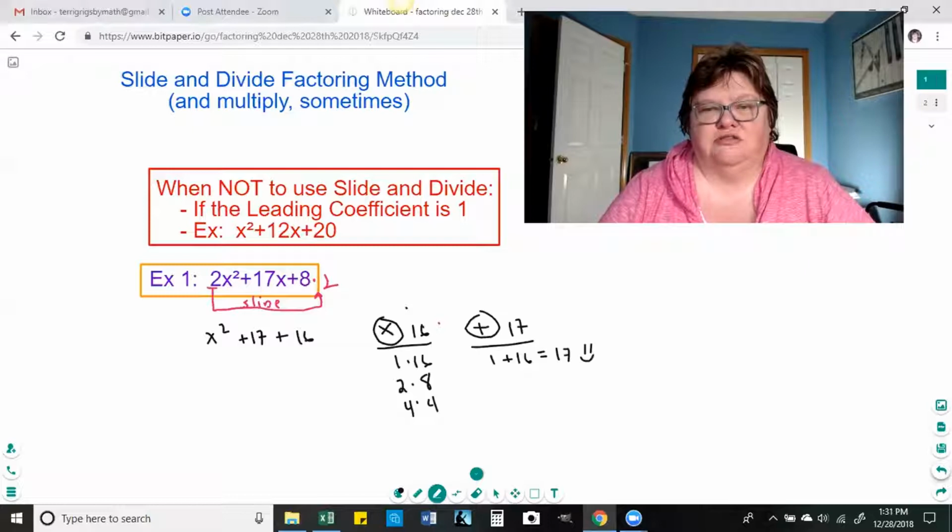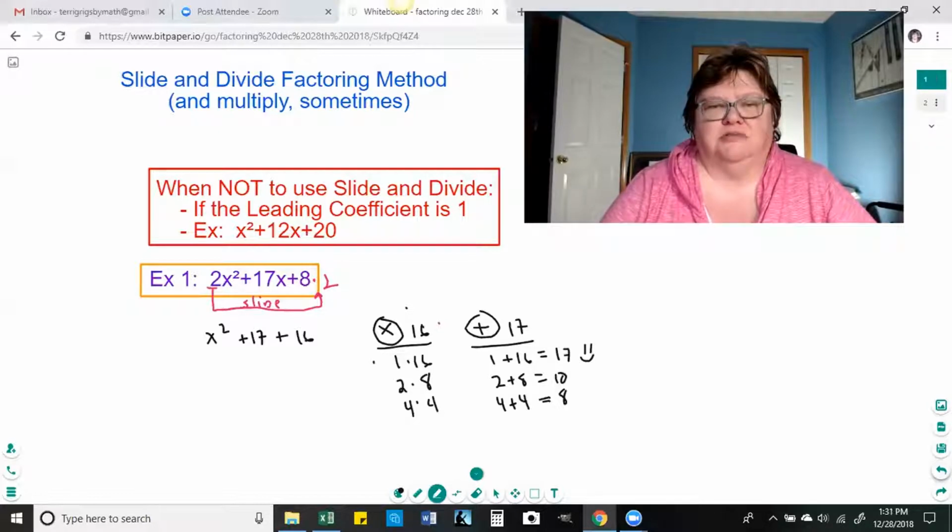But just to show you the others don't work, you'll get 2 plus 8 here. That gives you 10. That's no good. And 4 plus 4 only gives you 8. So that's no good. Okay, so the combination I'm going to use is the 1 and the 16. And now I'm going to place them in the parentheses here. So I get x plus 1 and x plus 16.